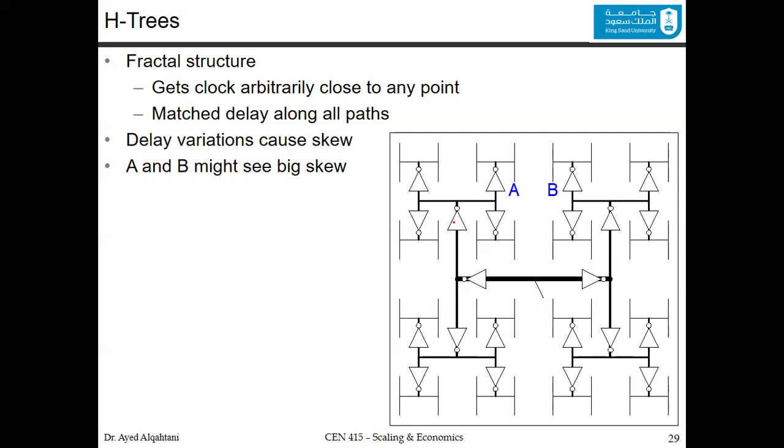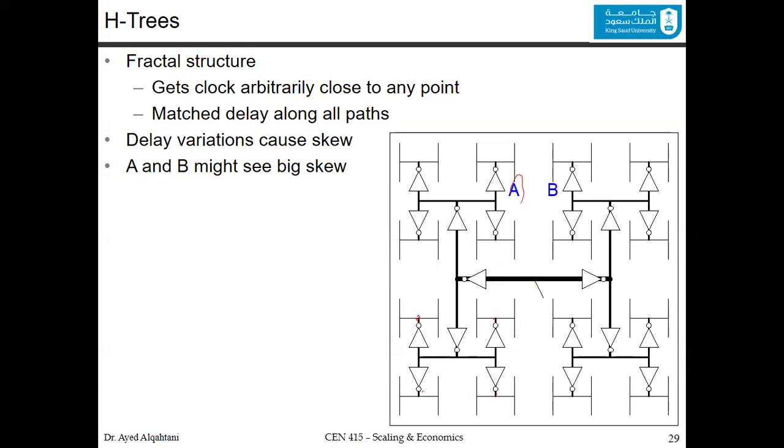Once it's distributed here and here, you again do the H again here. And then you go to an even lower level, and you have the H again. This way you distribute it fairly to these points at the same time. This, this, this, and this, and so on. However, as we stated here, A and B might see big skew, since this A and this B go to different paths.